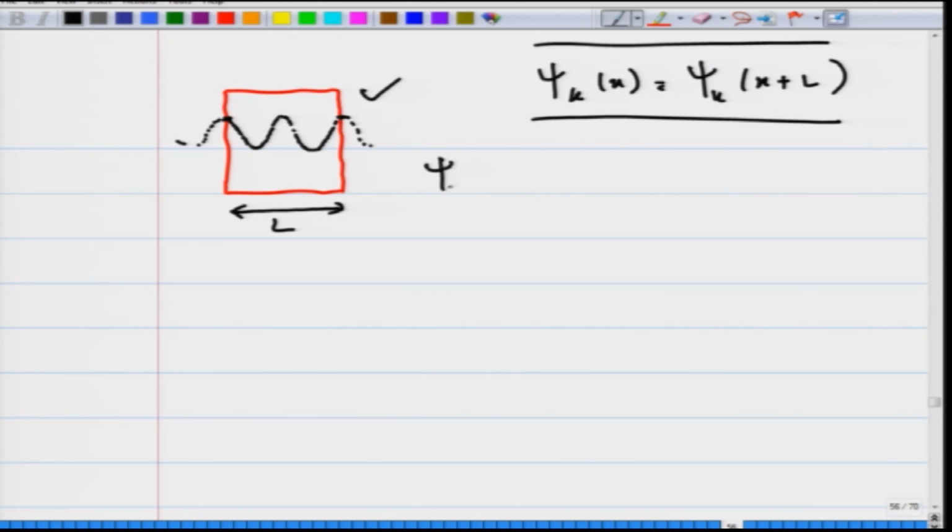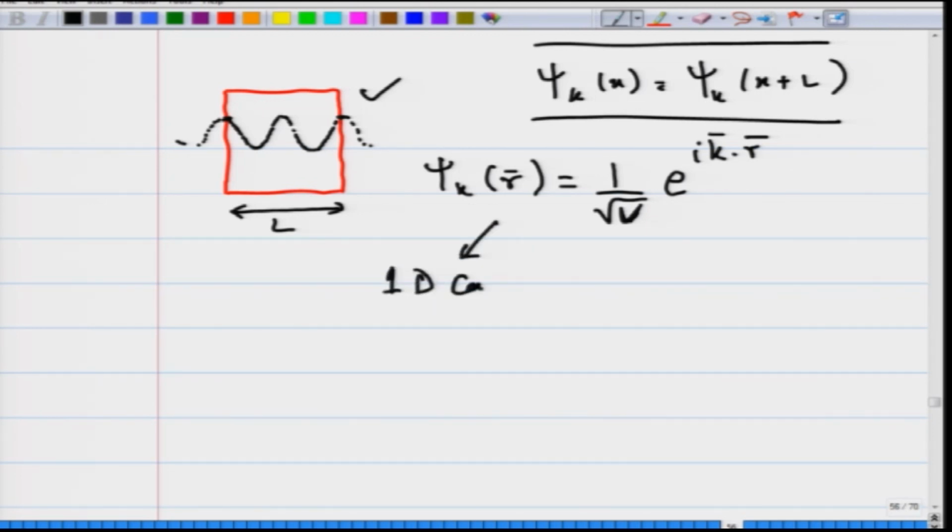As I had said, the three-dimensional form of the wave function is psi_k equal to 1 by square root of V, where V is the volume of the sample, times e raised to i k vector dot r vector. Now, if I make it into a 1D case, the wave function psi_k(x) is 1 by square root of V times e raised to i k_x x, where k_x is the component of the momentum along the x direction. This is anyway the 1D case, so I need not give a subscript.